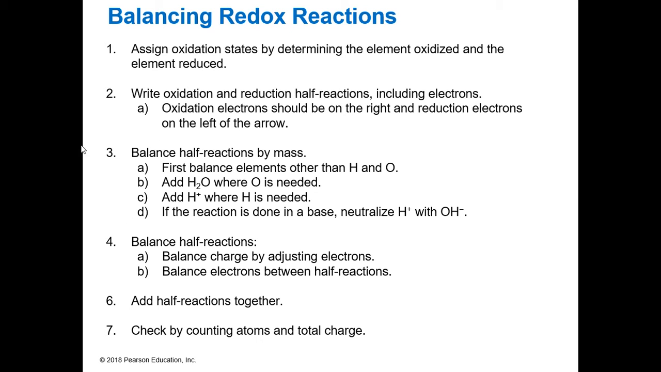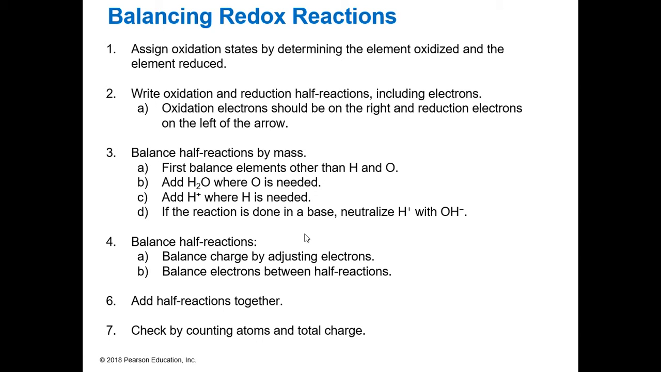Then, since we added water, we're probably going to have extra hydrogens on one side. So you need to add H+. Anywhere you need a hydrogen, you're going to add H+. If it's an acid, that's okay. We can have H+ in solution. But if we're doing this in a basic solution, we can't have H+ floating around, okay? Because that's only for an acidic solution. So we would need to add OH. We would add OH to both sides such that we are neutralizing the H+ anywhere we have it. So if we have an H+ and an OH, that would make water. So that would neutralize our H+.